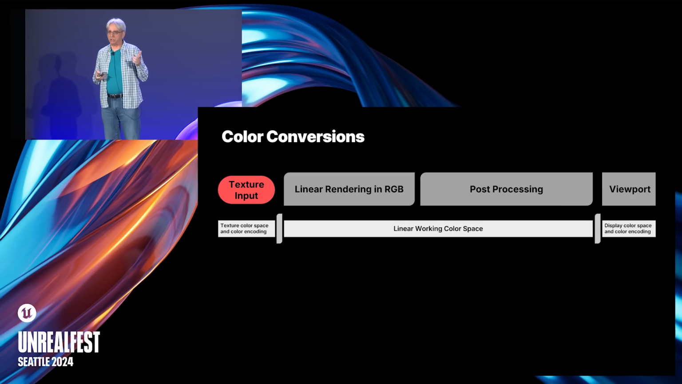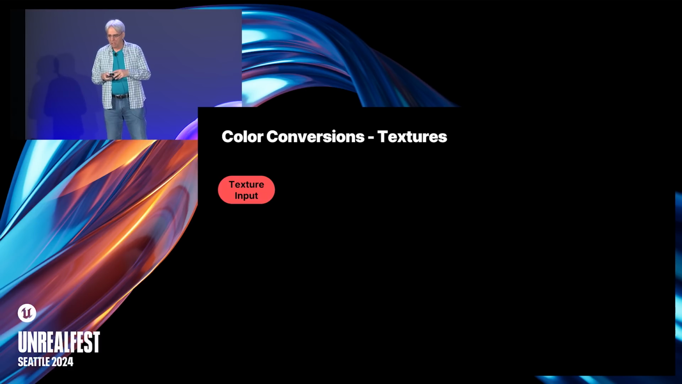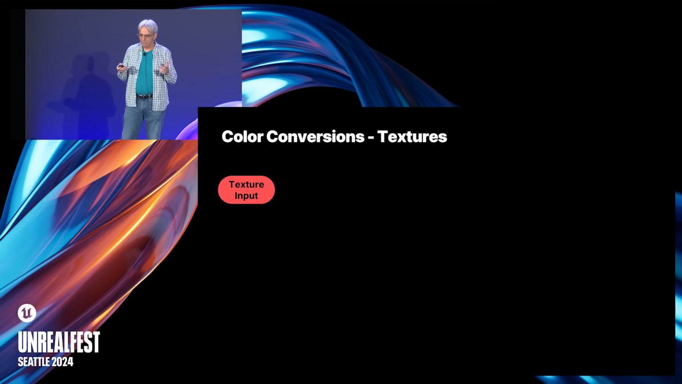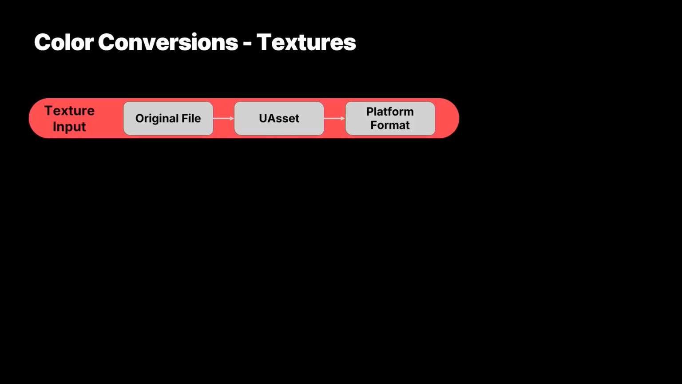So let's talk about texture input first, to see what happens during texture input, because actually it's a fair bit of stuff. When you bring a texture into UE, it has a few different states. There's the original file that you drag in off the desktop, and it becomes a U asset. But the U asset and the original file are not what are used on the GPU. The thing that is GPU usage is the platform format.